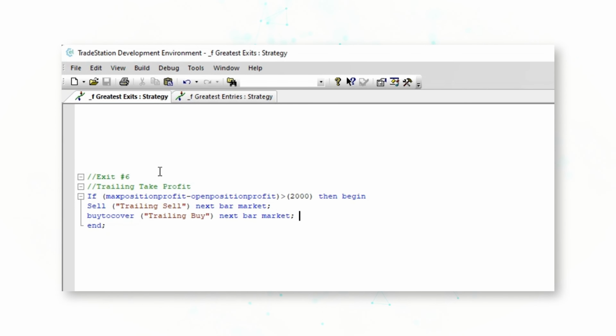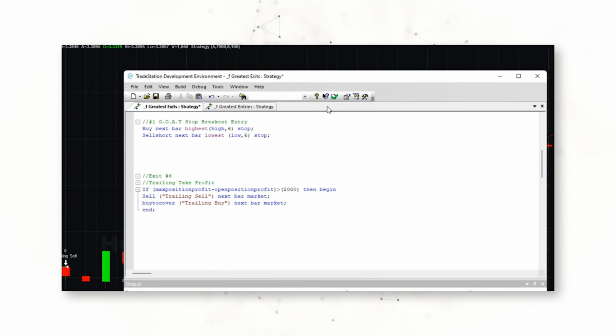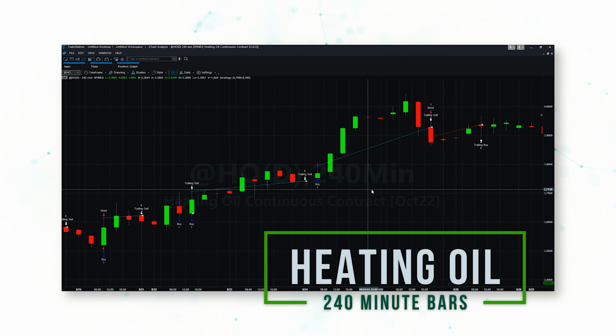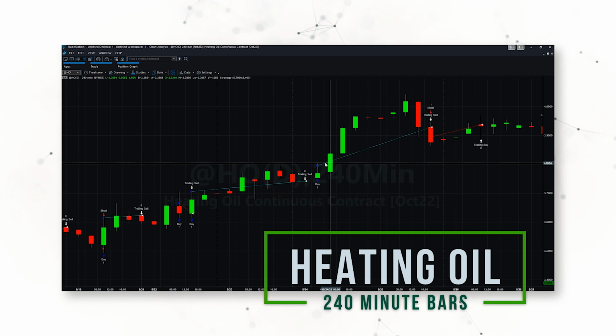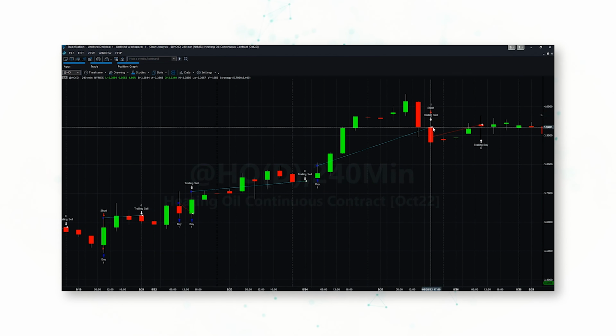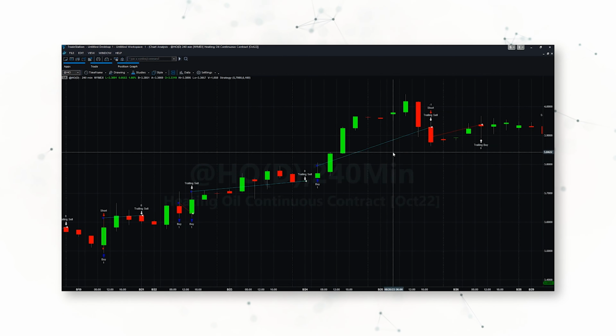And if we combine this with our G.O.A.T breakout entry, we can see what this looks like on a heating oil 240-minute bar chart. The system went long on upward momentum and then starts to lose some money, so gets out of the position. The spread between the most money the system has made and the current money that the system has made is greater than that threshold, so the system exits.